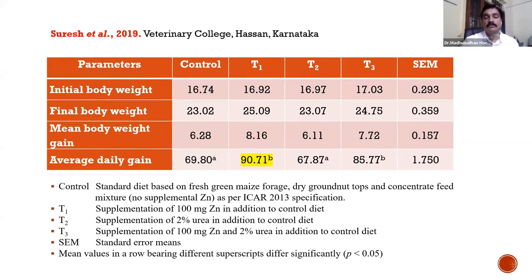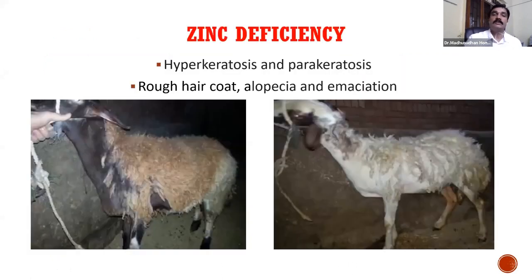So overall, I would like to say that additional supplementation of 100 milligram or 100 ppm of zinc has a good result. So coming to the deficiency of zinc, zinc deficiency leads to hyperkeratosis, parakeratosis. You can see in the pictures, rough hair coat, alopecia, and emaciation. The animals will be very weak. Even if the dry matter intake, the daily feed intake, is good, they suffer from emaciation.